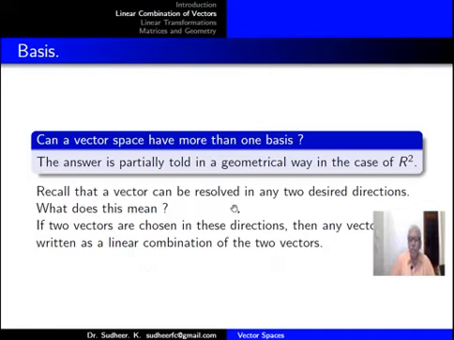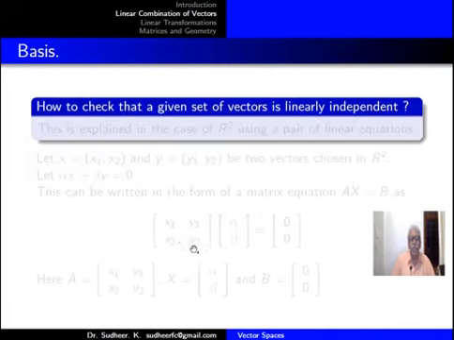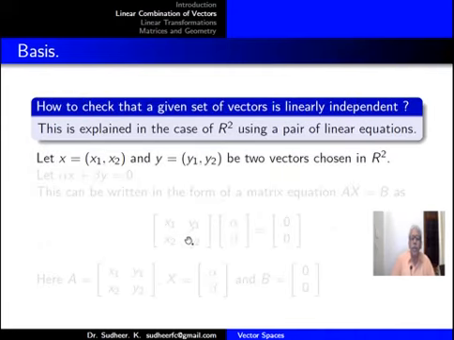That is a fact we observed when a vector is resolved in two desired directions. Now, how can we check a given set of vectors is linearly independent? This is explained in the case of R2 using a pair of linear equations, and whatever we do here can be extended to the case of 3 dimensions or 4 dimensions or whatever be it. The same theory works in all the vector spaces.